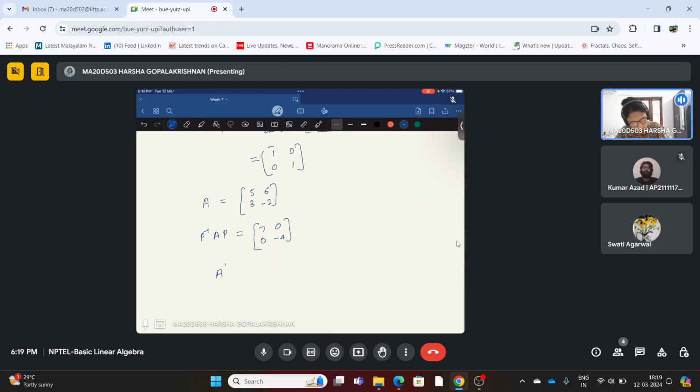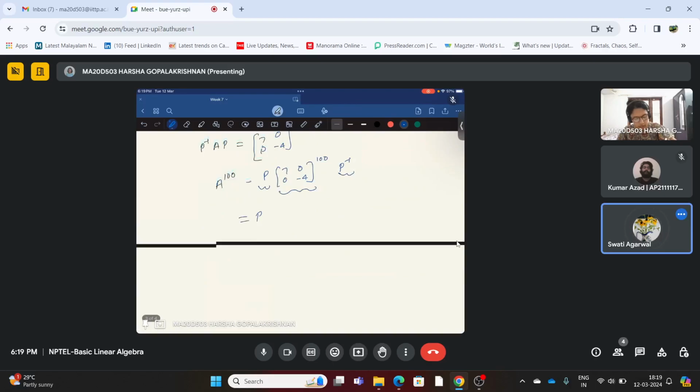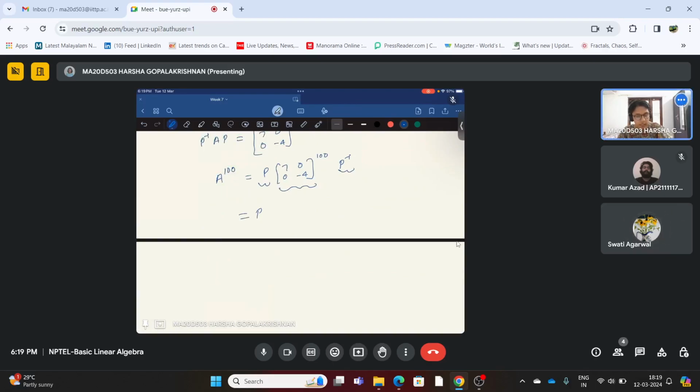So to find A power 100, what do we need to find? P times the diagonal matrix with 7 and minus 4, to the power 100, times P inverse. So now we have P inverse also. What is this? 7 fours are 28, minus 28 raised to 100. From where did you get minus 28? Oh no.